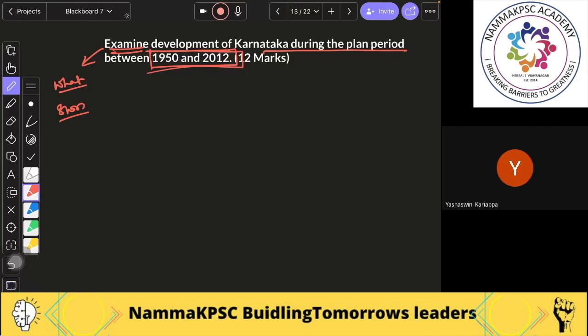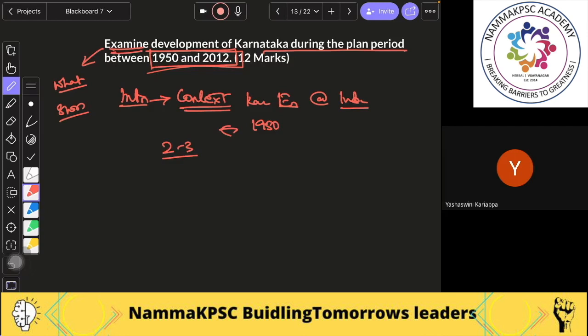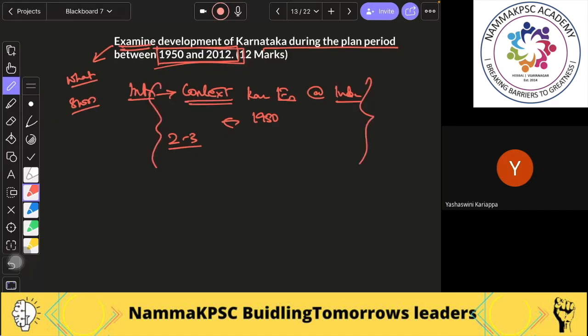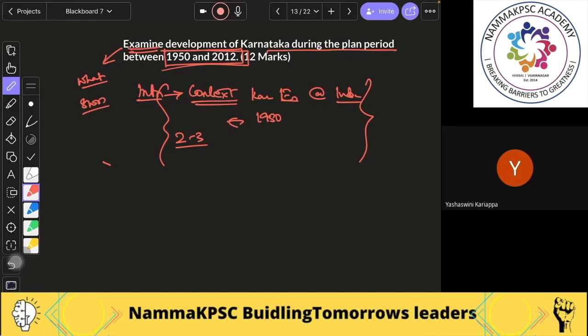Since again it's an evaluating, analytical type of question, your introduction will be on the context. You will write about the context of Karnataka's economy at the time of independence, before planning, that is 1950, in 2-3 lines about how the economy was. For example, there were a lot of resources which were underutilized, the agricultural sector was still stagnant, there was a low level of industrialization, things like that you should write as part of the context. Only 2-3 lines, not more than that.